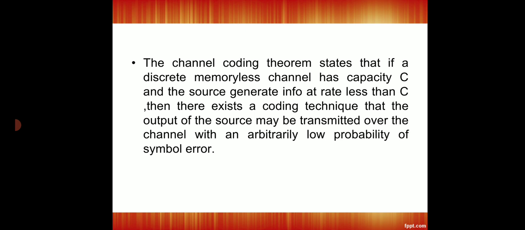And the main reason we go for channel coding is, if a discrete channel has a capacity C and the source generates information at a rate less than C, then there exists a coding technique such that the output of the source can be transmitted over the channel with low probability of error. So the maximum rate for mapping the incoming data set into the channel input sequence should reduce the redundancy to improve the effectiveness of the system.